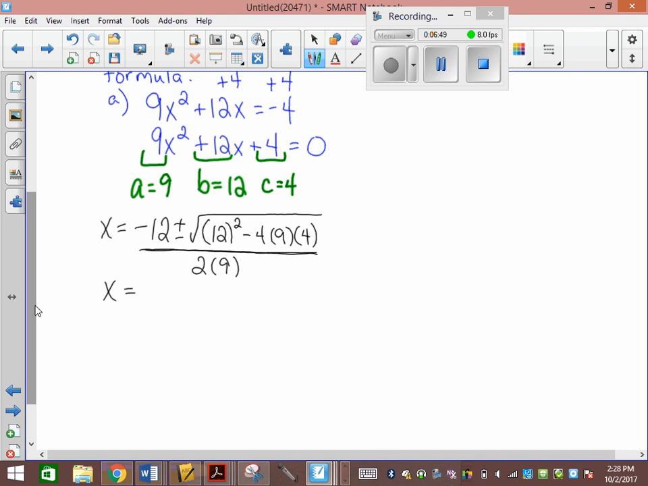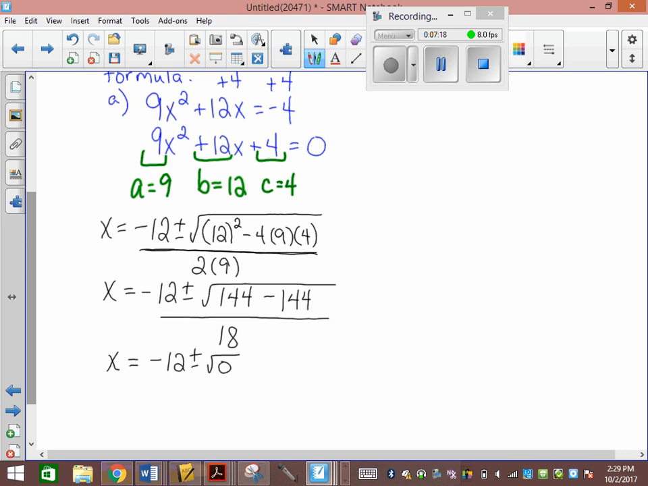We get x equals negative 12 plus or minus 144 minus, what's negative 4 times 9 times 4? 144. So we have minus 144 over 18. So I'm going to get x equals negative 12 plus or minus the square root of 0 over 18. Do we agree? Yes. Okay.